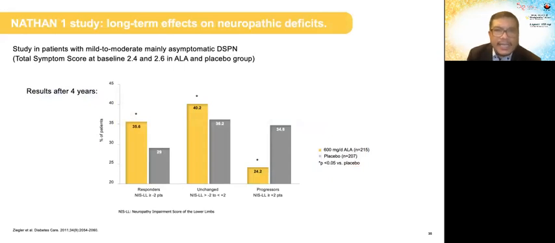In the NATHAN 1 study, looking at the long-term effects on neuropathic deficits, you will see that the study in patients with mild to moderate, mainly asymptomatic DSPN showed improvement after 4 years. What you see is that with treatment at 600 milligrams of alpha lipoic acid, more patients responded. There were patients that were unchanged, meaning they didn't get worse. And if you look at the progressors, those patients who get worse, it was a lot lower in those patients already on alpha lipoic acid versus those who were not.